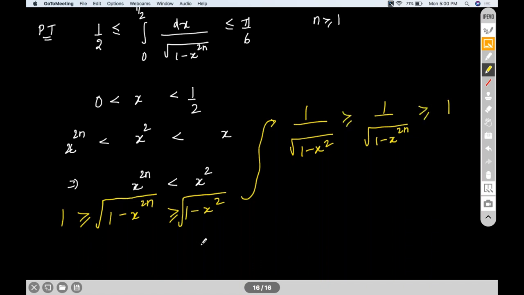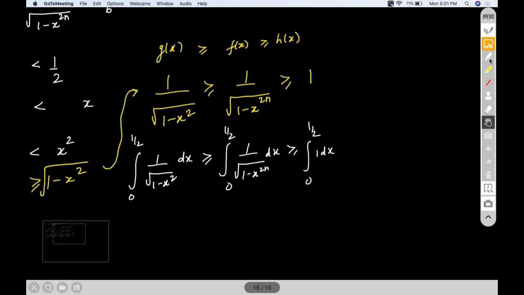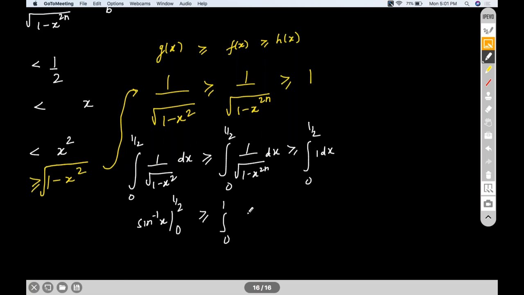Yes or no? Now treat this as your f of x, this as your g of x, and this as your h of x. Even the integration will follow the same inequality sign. That means integration of this will always be greater than or equal to integration of this, which will always be greater than integration of one, from zero to half. This is very simple to integrate. This is sine inverse x, zero to half. This is something I don't need to bother about because it is asked in the question, the range of this interval. And this is nothing but integration of x from zero to half. So that gives you pi by six greater than integration of this from zero to half.